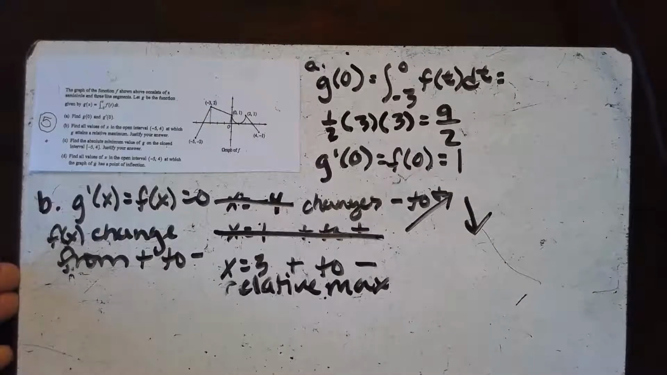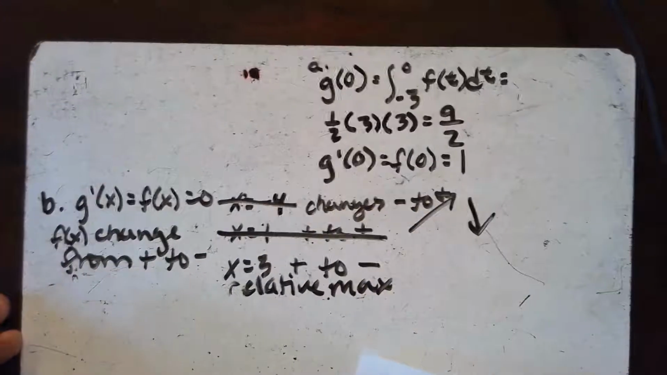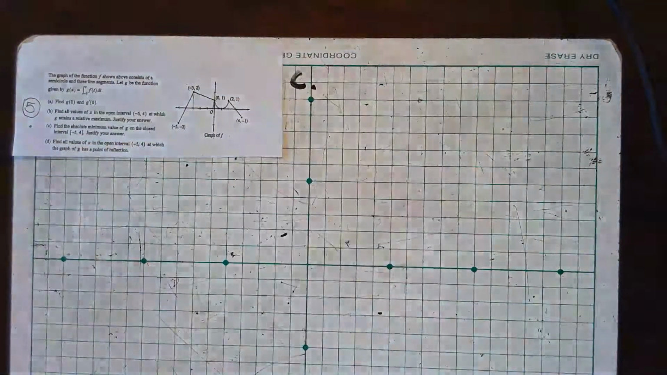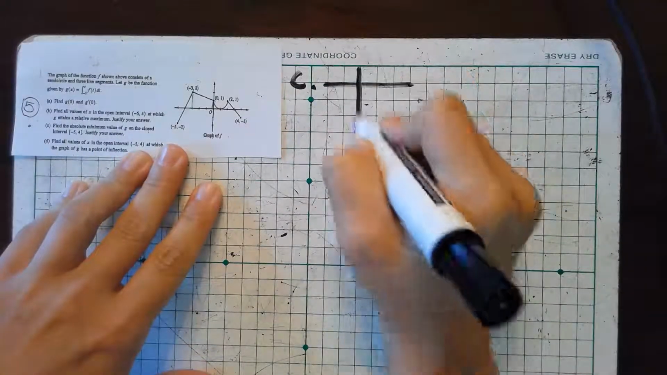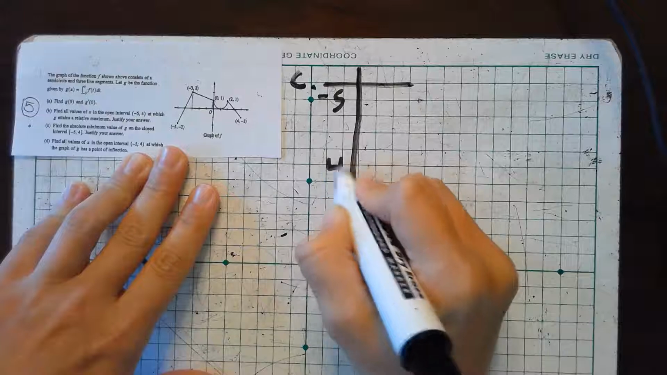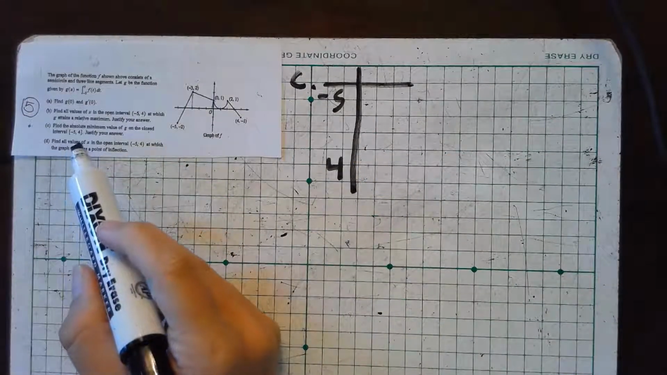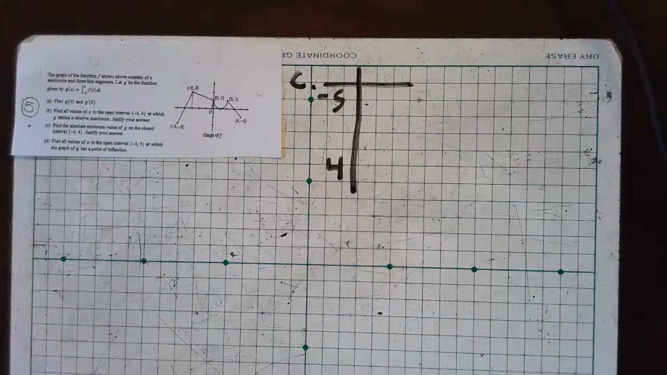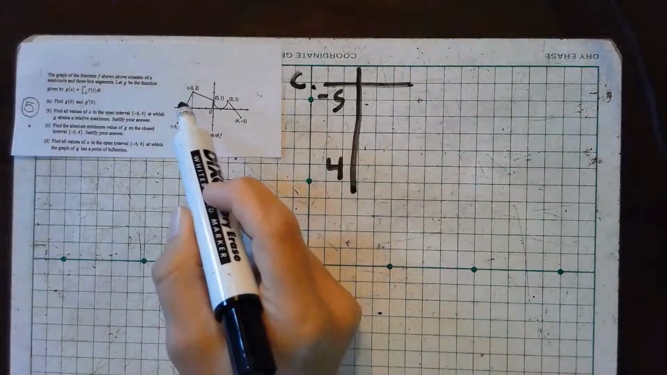All right, part C, I'm going to flip it to make sure I have plenty of room. Okay. Find the absolute min value of g on the closed interval. Remember, for absolute, you have to try the endpoints. We're trying to find the min from -5 to 4. Remember, minimums occur where f of x equals 0.